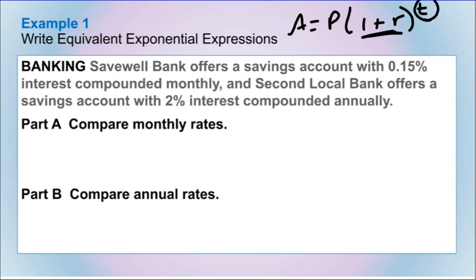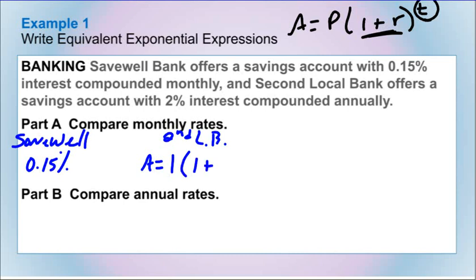So to do that, Savewell is already monthly, so I'll just put Savewell here. Savewell was 0.15%, so I don't need to change that one. I just need to convert the second local bank to monthly, and they give us this as annual. Now you'll notice that they don't give us a principal amount, so the principal amount we're just going to use as 1.